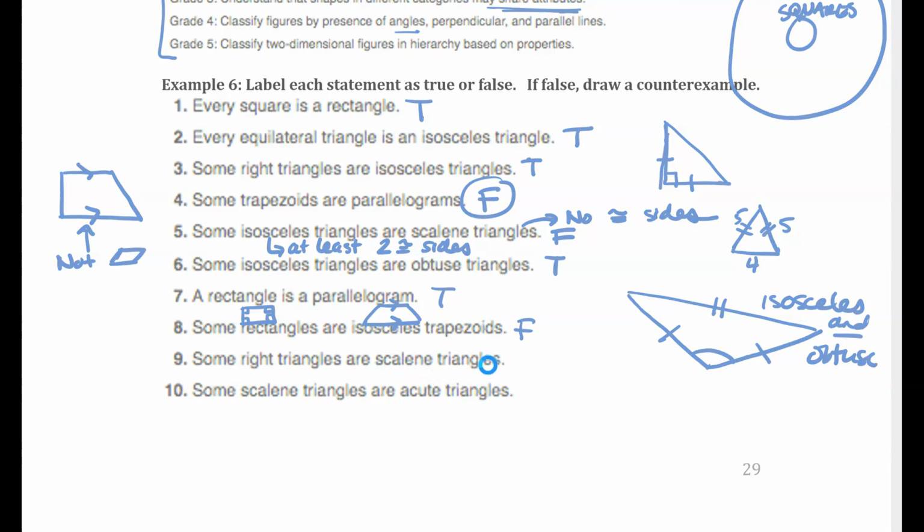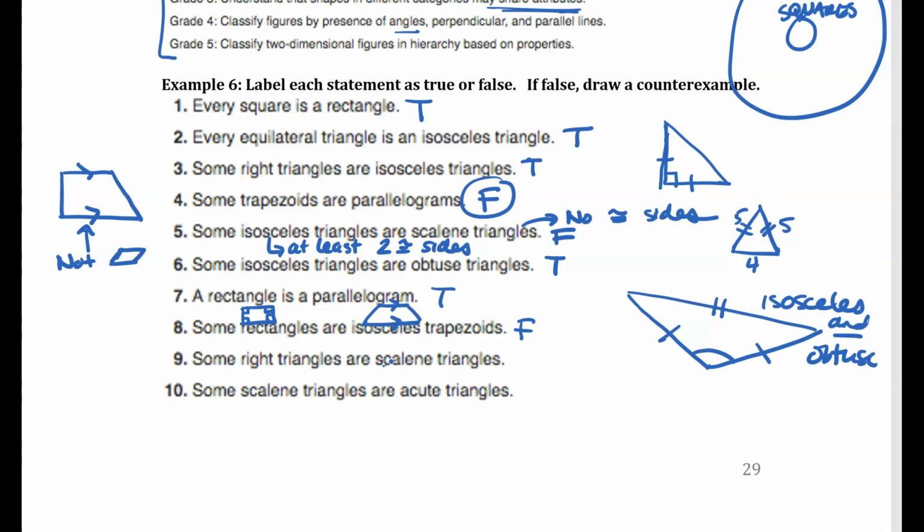And then 9, some right triangles are scalene triangles. So scalene triangle means all sides are different lengths. So see if you can draw a right triangle. I'll try to draw one now where all the sides are different. So maybe I draw the next side where it's much shorter, and then I've got the hypotenuse here. So it looks like these are all different lengths. So scalene and right. So I would say true.